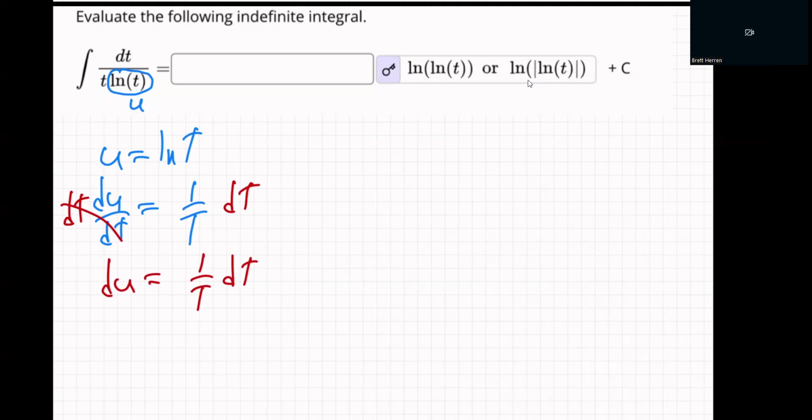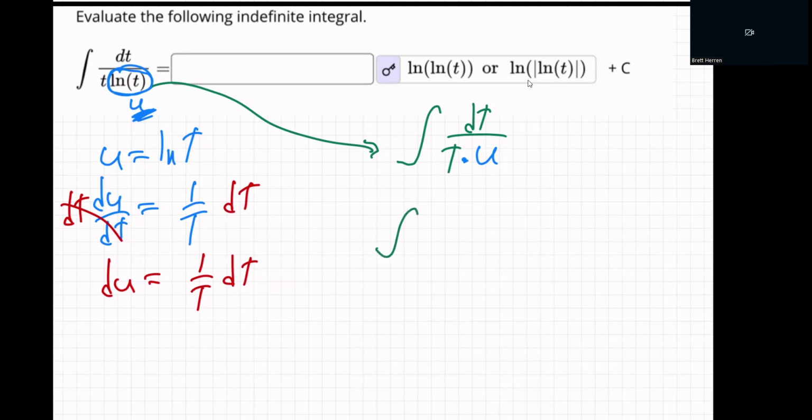Okay, so let's start replacing all the t stuff with u stuff. I want to make it all u. So what do we get? dt over t times u, right? Because natural log of t, that's just u. All right, so, well, I can rewrite that. That's the integral of 1 over u.